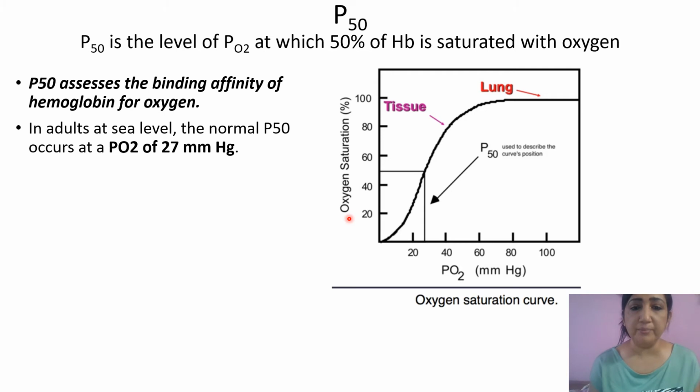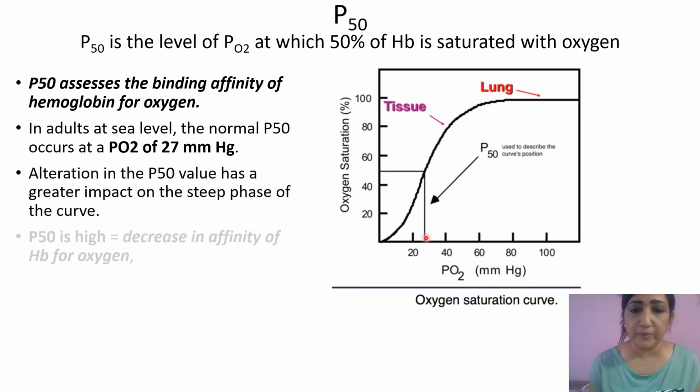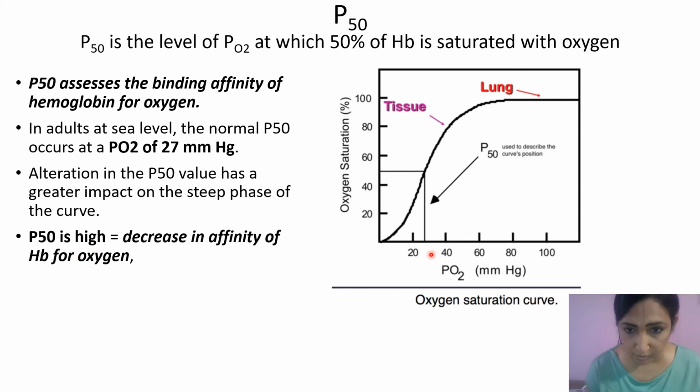Now what is the clinical importance? If the P50 value increases, the unloading will be affected. If it decreases, then also the loading or unloading will be affected. So what is happening here is the alteration of the P50. P50 at sea level is usually 27 millimeter of Hg. If it increased to 40 millimeter of Hg, 50% is saturated.